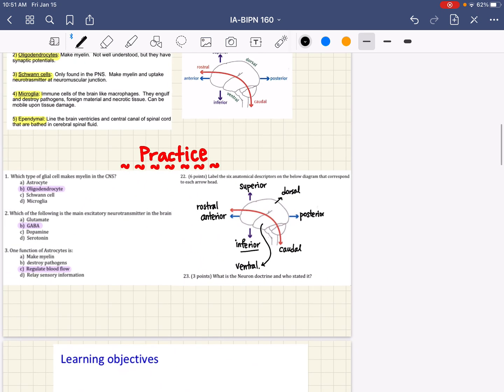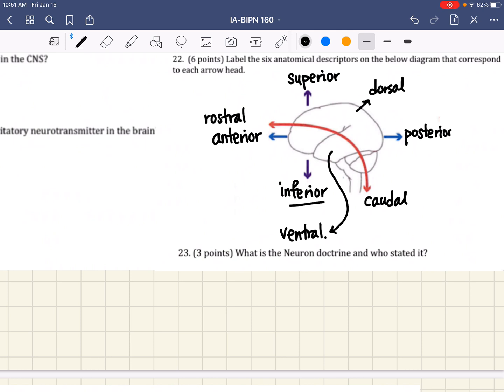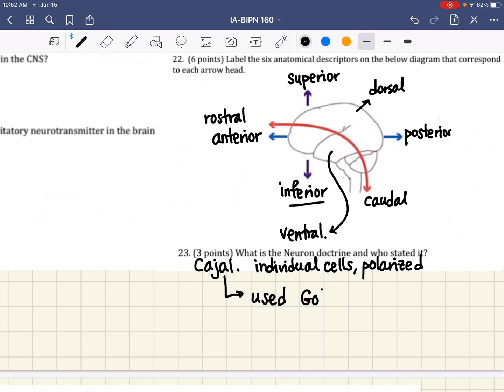Okay. Oh, and last question here. What is the neuron doctrine and who stated it? Neuron doctrine was stated by Cajal, right? And Cajal said that the brain is made up of individual cells, right? They are polarized, travel the signal unidirectionally, and he also used the Golgi stain.